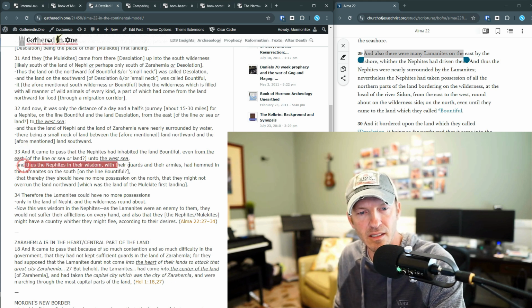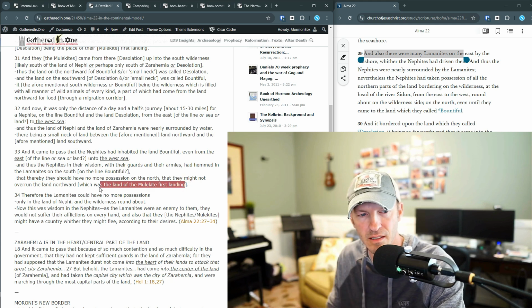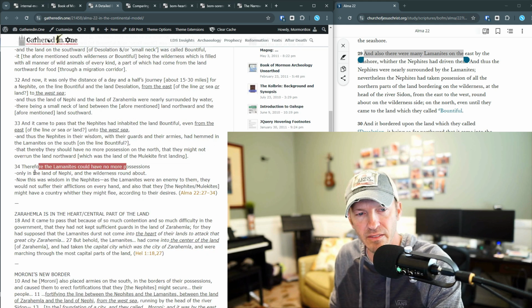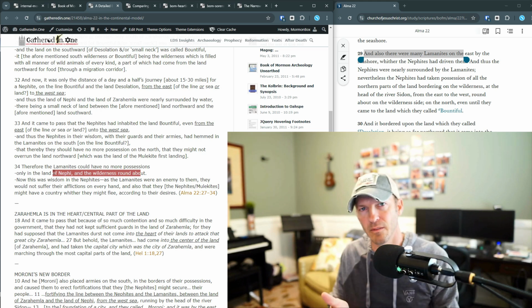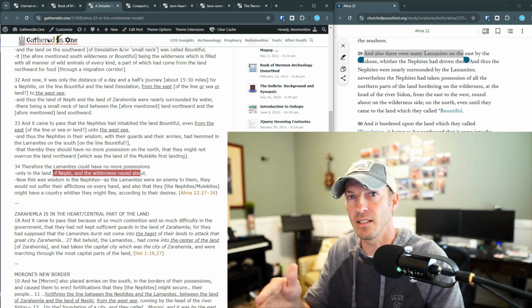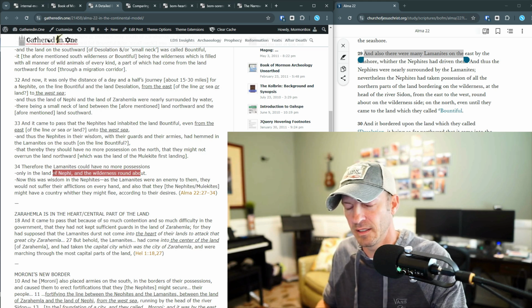And the Nephites in their wisdom, their guards had hemmed in the Lamanites on the south, that thereby they should have no more possession on the north of Zarahemla, that they might not overrun the land northward, which is the land of the Mulekite first landing. It's already talking about that. Therefore, the Lamanites could have no more possessions, only in the land of Nephi and the wilderness round about. Which wilderness round about? He already said. The wilderness kind of wraps around the land of Zarahemla. But they don't want them to be able to get up into Bountiful or Desolation, or where the Mulekites are from.